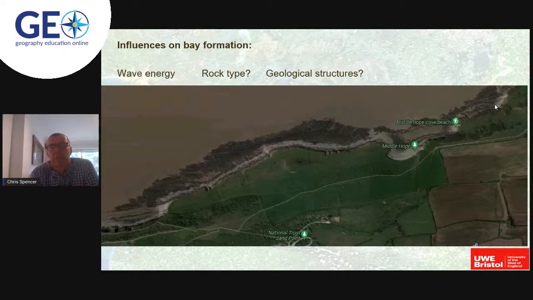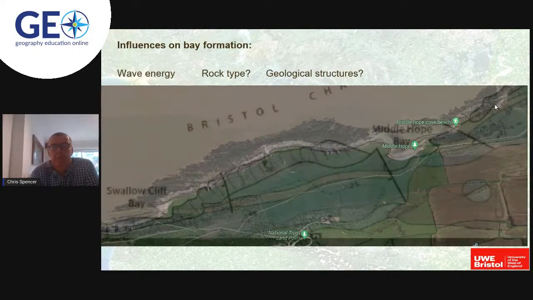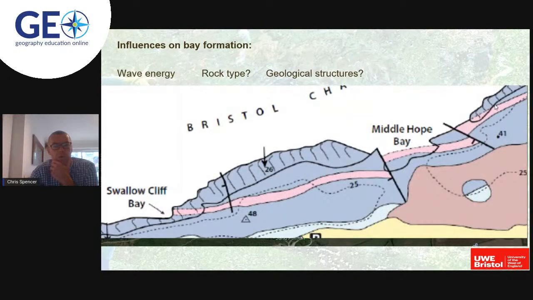And when we look at the geology map here, I'm going to toggle between these a couple of times, we see that tracking underneath this narrow slot bay at Swallow Cliff over in the east, we have this rock represented in pink on the geological map. And then when we've tracked that through here, it occurs again in our wider, more open bay at Middle Hope.